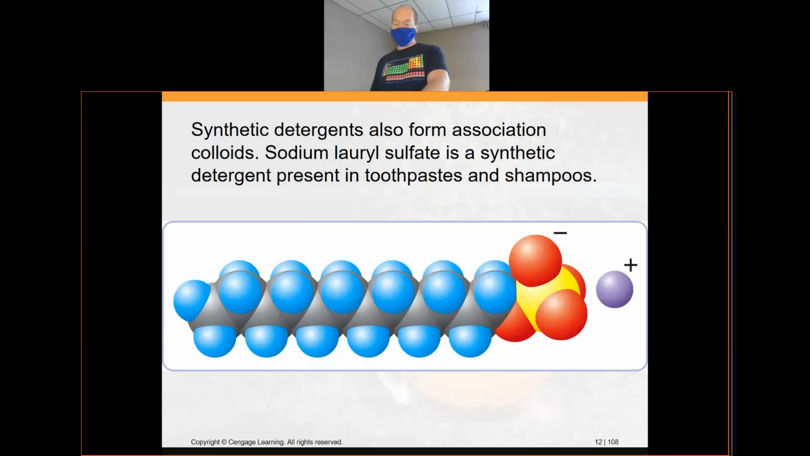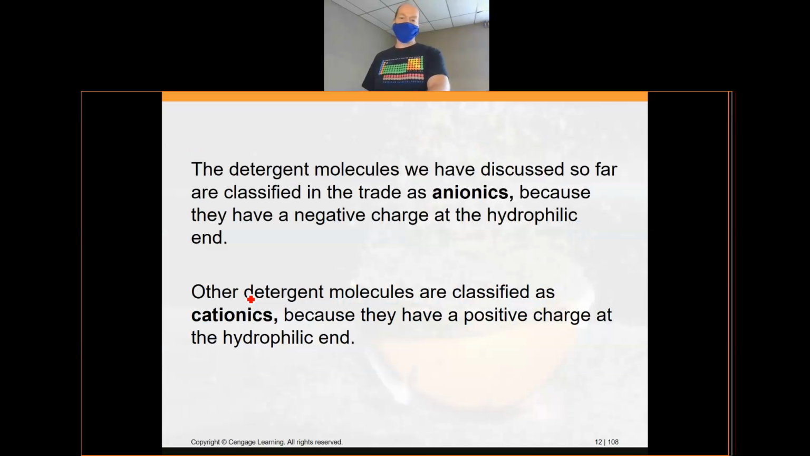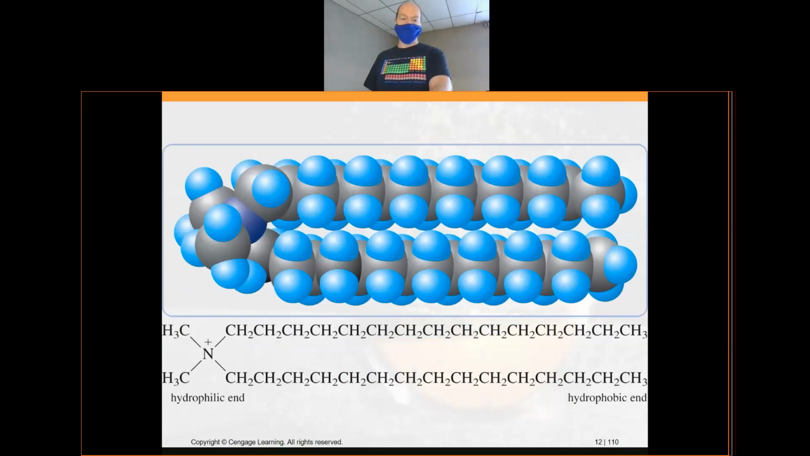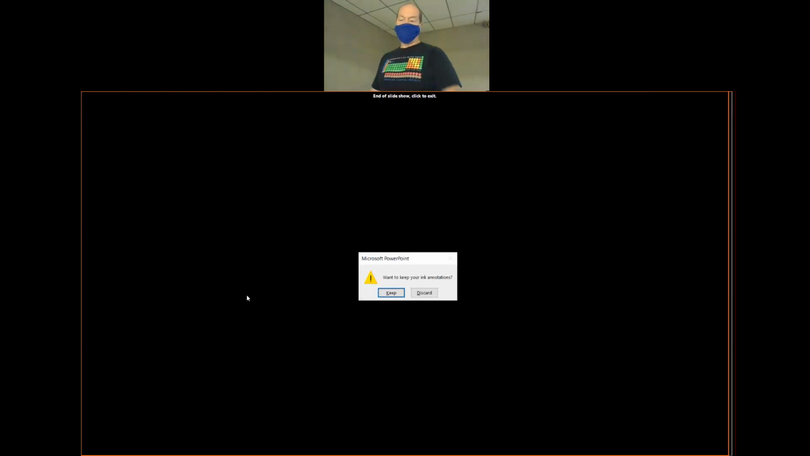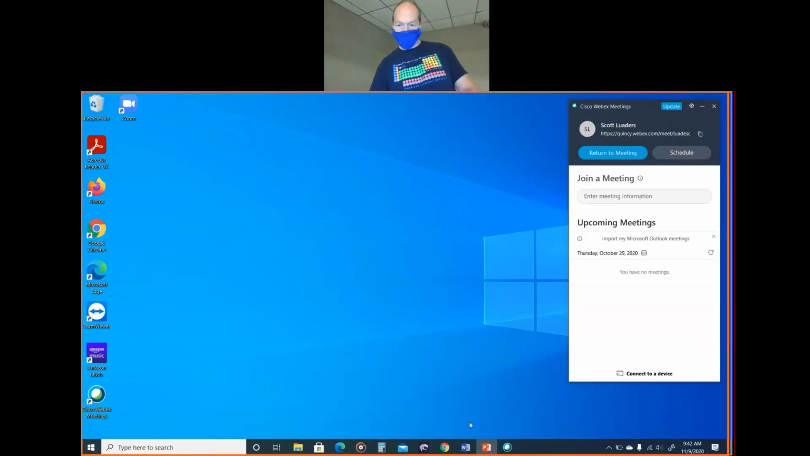All right, so all of your soaps are going to have some sort of polar head and non-polar tail. This is just another example of a soap, and another example of a soap. They all have a polar head and a non-polar tail.